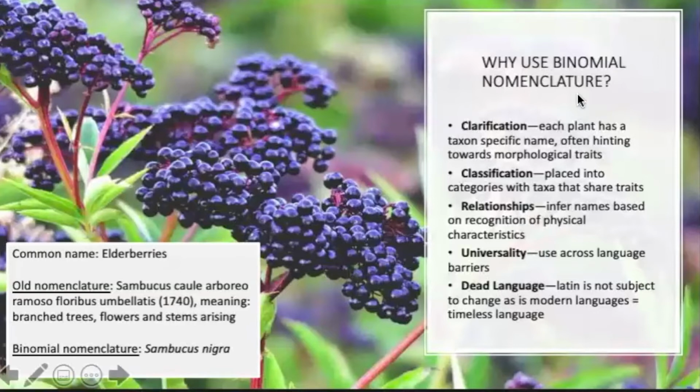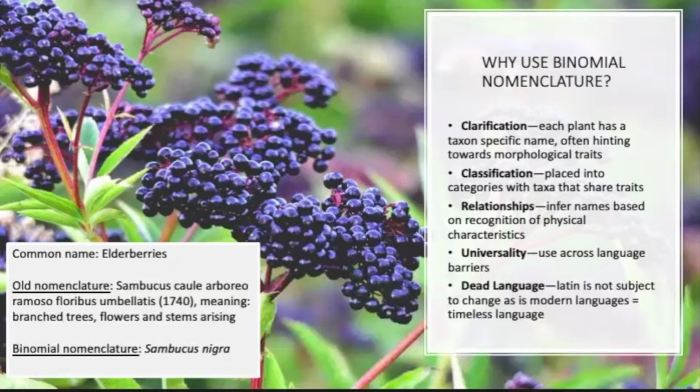Another reason why we use binomial nomenclature is the clarification. Each plant has a taxon specific name, often hinting towards these morphological traits. You can see the color of this elderberry is a very dark color. So the specific epithet here, the second word for the binomial nomenclature, which we'll get into in just a moment, is nigra, and that means black. So this is an example of how that helps clarification wise.